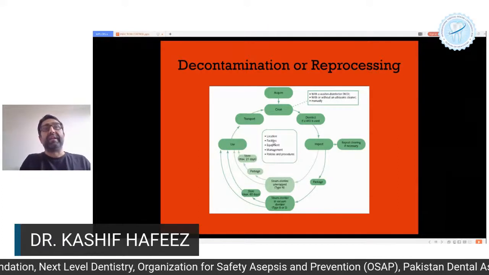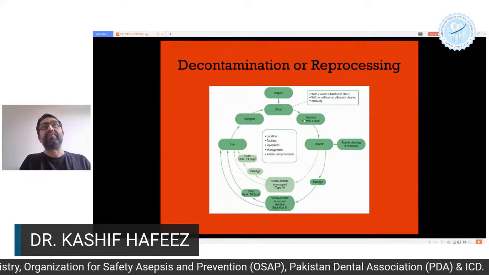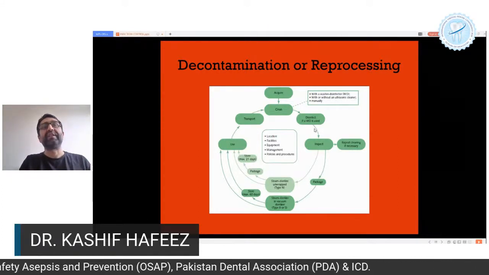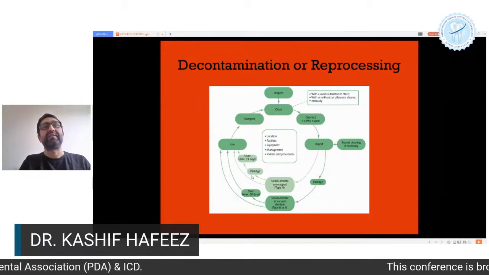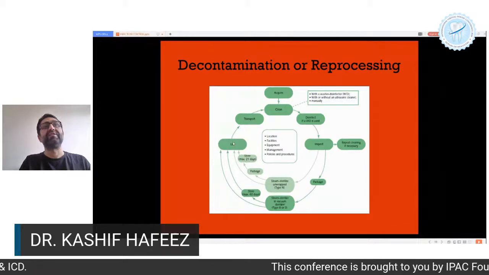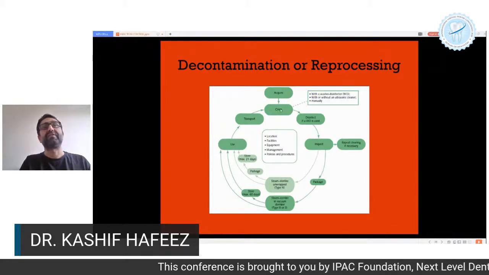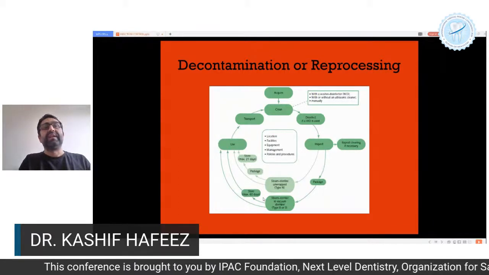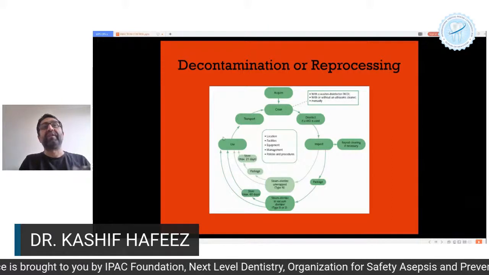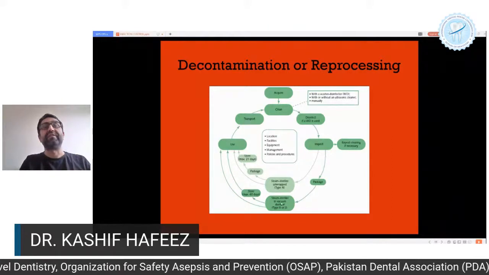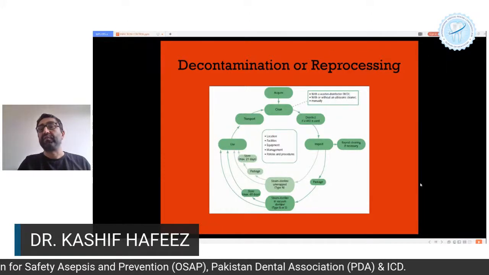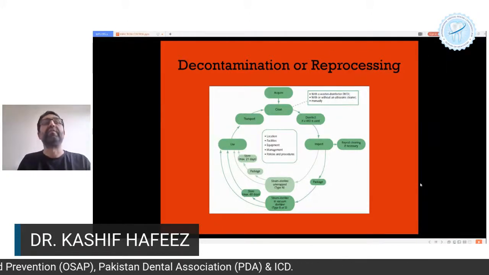So that is reprocessing an instrument. So disinfectant, if the washer disinfector is used, reinspect, steam sterilize, package, store for 21 days, use, transport, and then the cycle is completed. And that's the other way, if a different type of sterilizer is being used. So the different sterilizers have different flowcharts.